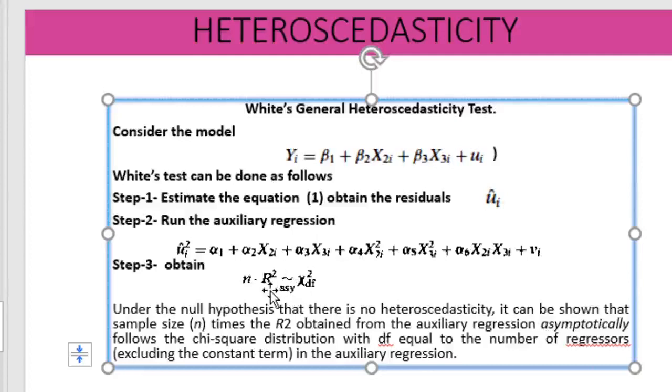Obtain the R square from this auxiliary regression. Under the null hypothesis that there is no heteroscedasticity, it can be shown that the sample size n times the R-square obtained from the auxiliary regression asymptotically follows the chi-square distribution with degrees of freedom equal to the number of regressors in the auxiliary regression. That is, n times R square follows the chi-square distribution with the given degrees of freedom.